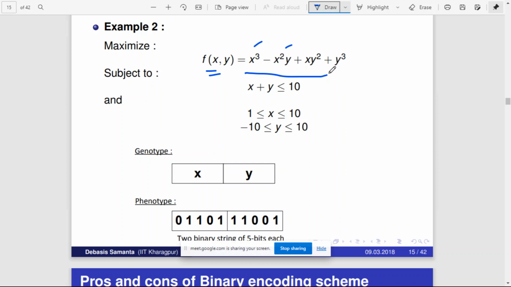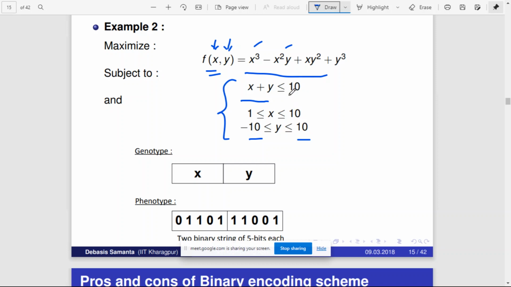And also there is a condition. The condition is that x plus y should be less than or equal to 10. Totally, when you add x plus y, it cannot exceed 10. And there is another condition that x should be between 1 and 10. That is, x cannot be less than 1, and also it should not be greater than 10. And y should be between minus 10 and plus 10. So these three constraints are here for this problem. Here we want to maximize this function. That is, we want to identify for which value of x and y this function will produce the maximum output.